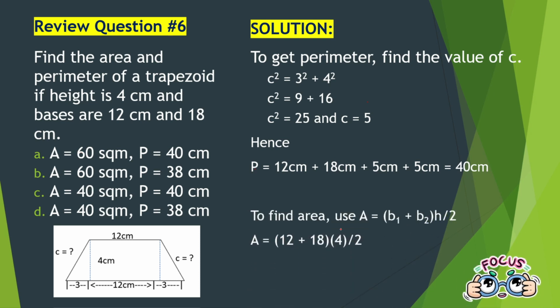So, to get naman the area, we use the formula 1/2 times (B1 plus B2), since there are two different bases, times the height. Okay? Or, pwede mong kunin yung area ng dalawang triangle, kunin mo yung area which is 1/2 BH, di ba? So, 3 times 4 is 12, times 1/2 is 6.